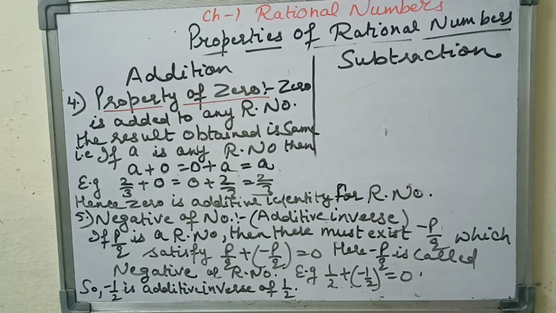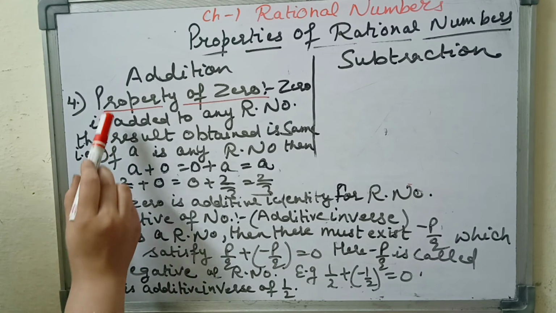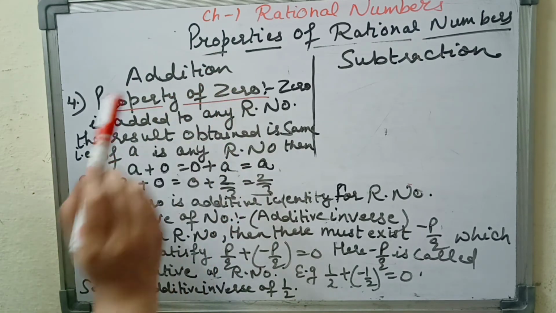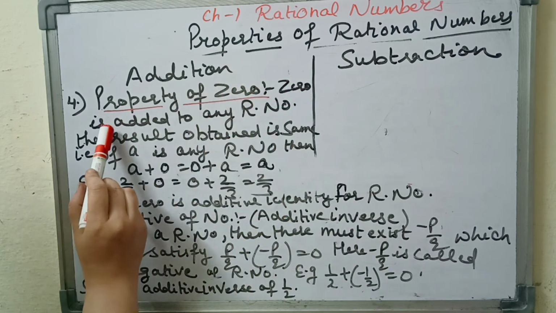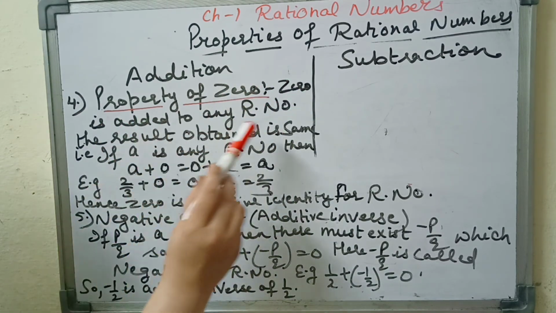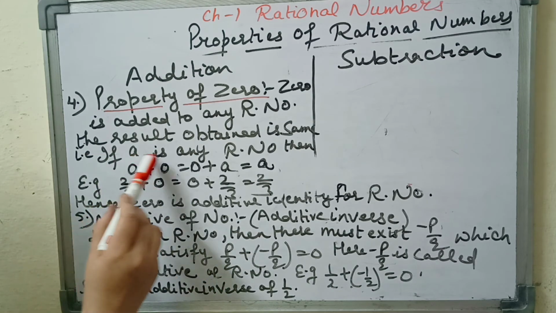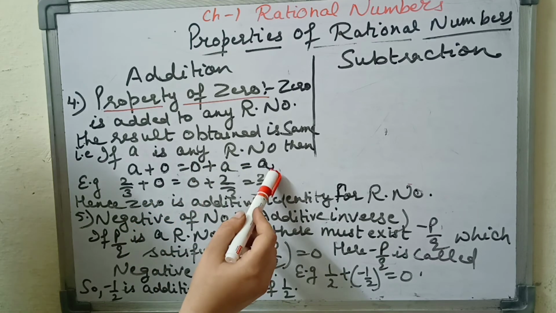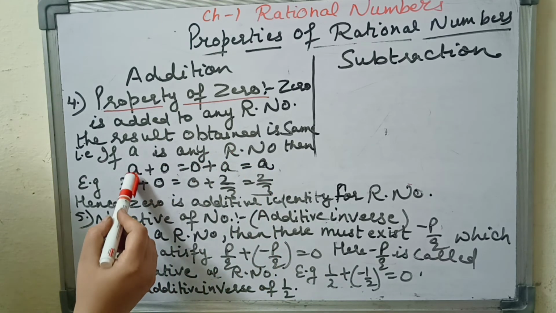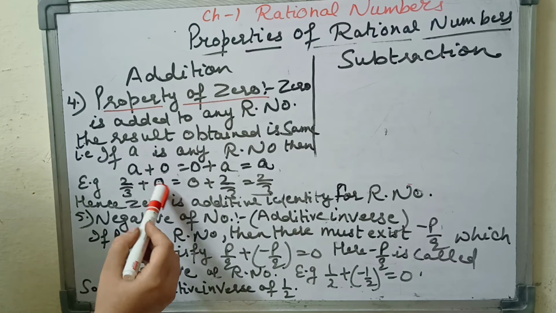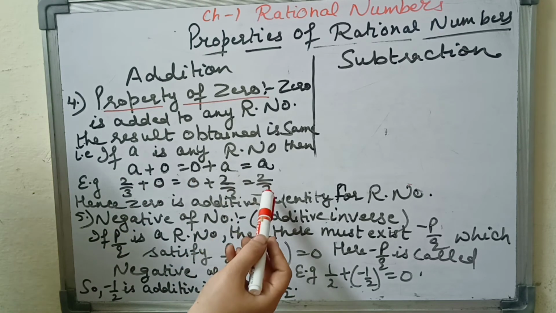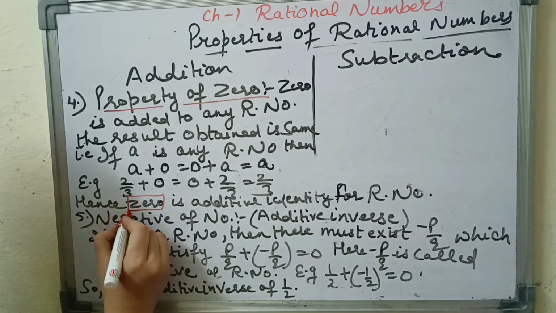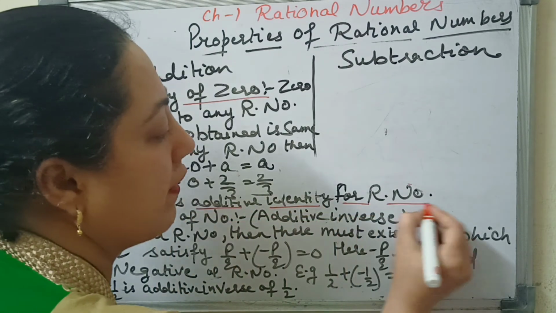Under addition, there are two important properties, that is property of 0 and another one is the negative of a number. Fourth one is your property of 0. According to this property, when 0 is added to any rational number, the result obtained is the same. That is, if A is any rational number, then A plus 0, or if you change its order, that is 0 plus A, you will always get the same result. For example, 2 over 3. When 2 over 3 is added to 0 or 0 is added to 2 over 3, everybody knows the answer is the same, that is 2 over 3. So, 0 is called the additive identity for rational numbers.